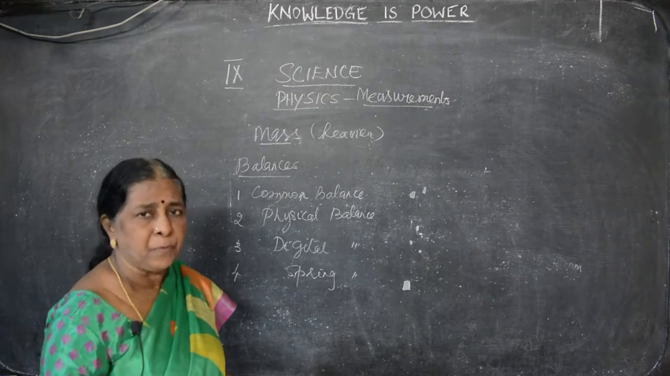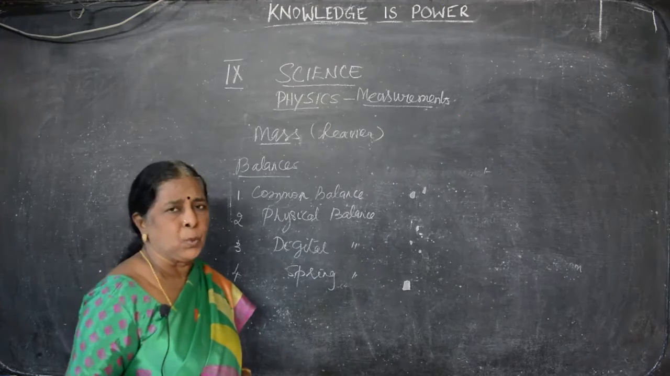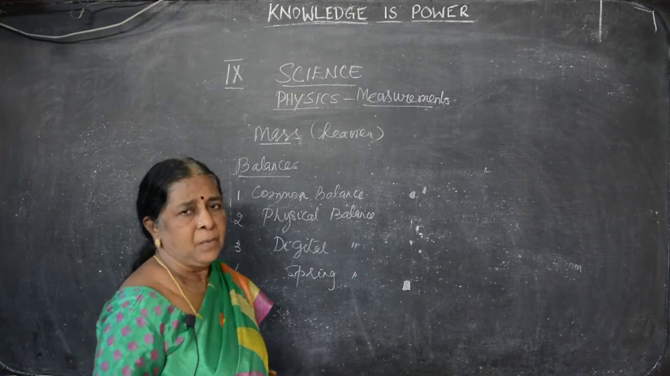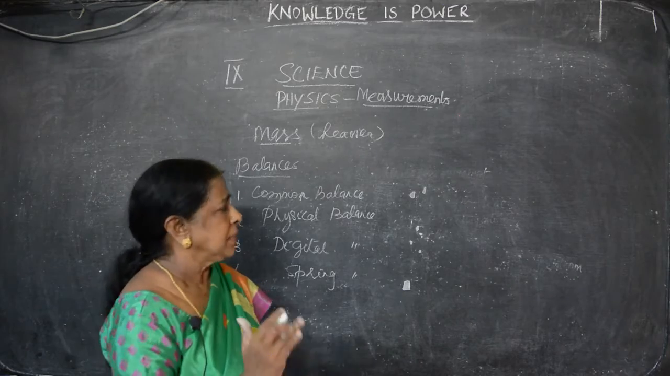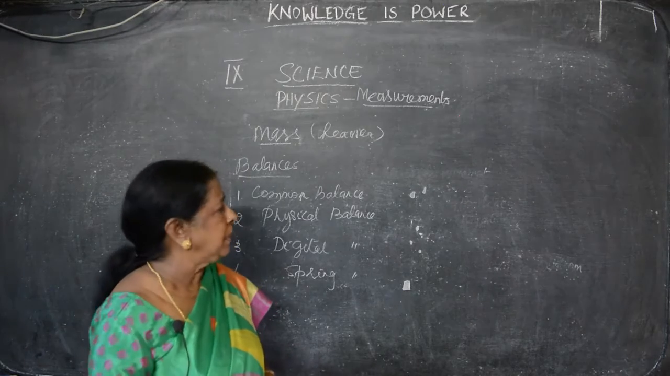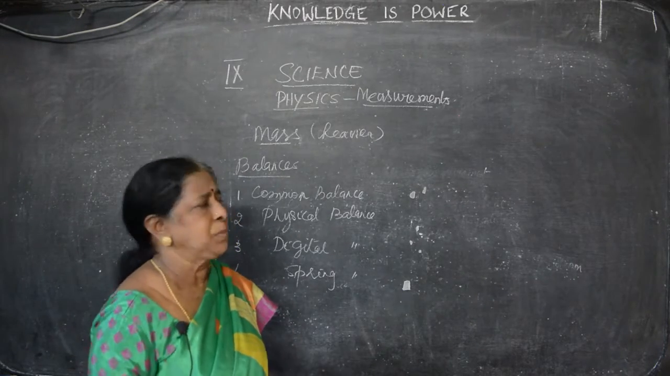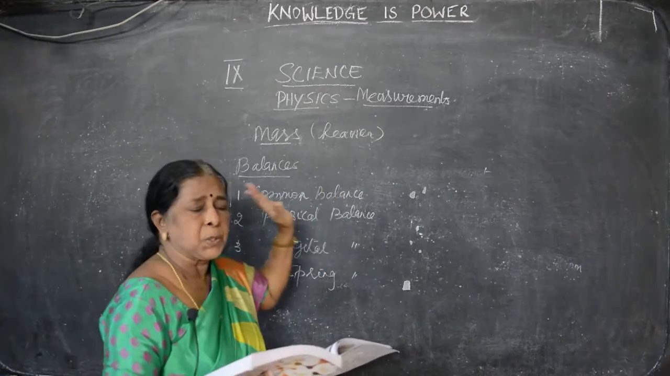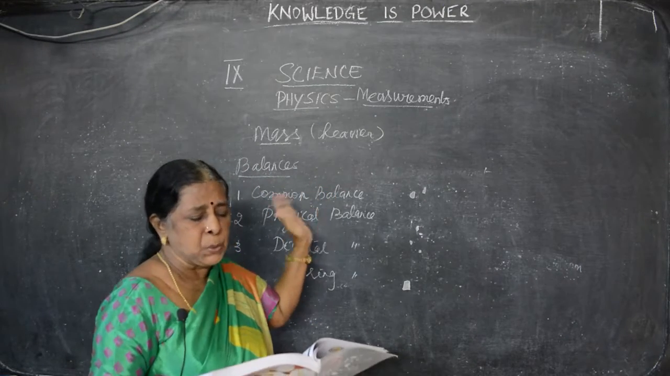One side you are keeping the known weight, the other side we have to keep the unknown quantity. The measuring things, the ones that are exactly known, should be kept there. For example, 1 kg, 2 kg like that. Those kilograms you have to keep on the right side pan. On the left side pan you have to keep the object and measure. Everybody would have seen the common balance in the grocery shops as well as provisional stores everywhere.